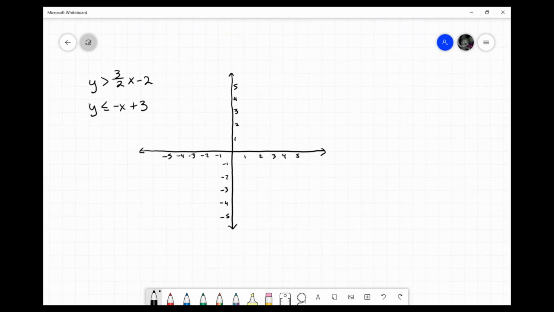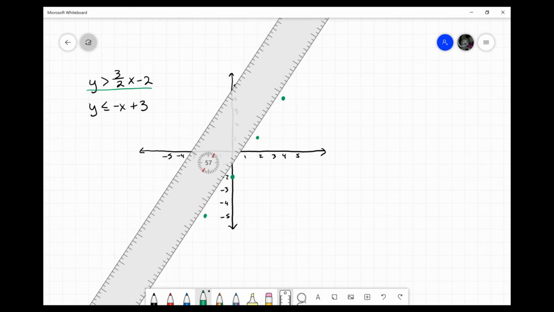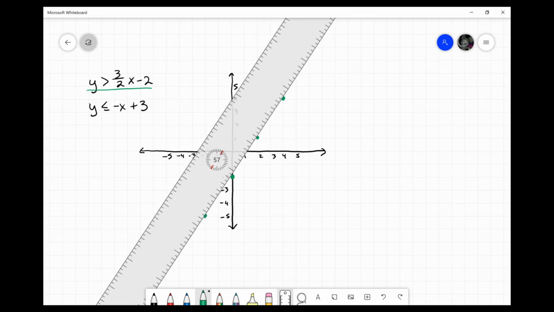We're now going to be solving this system of inequalities. So starting off with y is greater than 3/2 x minus 2. Y-intercept is at -2. We have a +3/2, so I'm going to go up 3 and to the right 2. And I can also do the inverse, which means I'm going to go down 3 and back 2. And then it is greater than only, so it will be a dashed line. The values on this line do not work for the inequality.